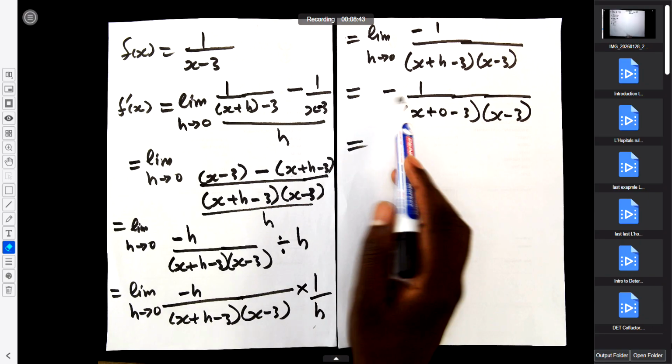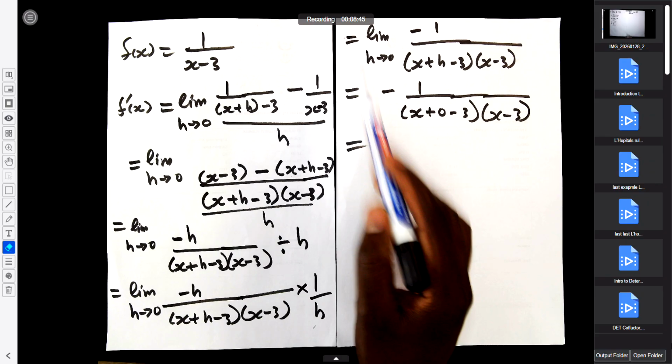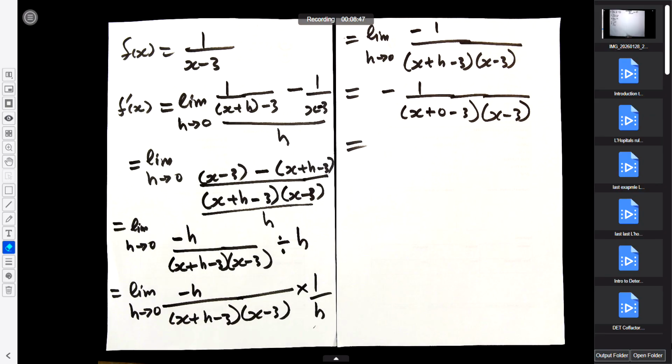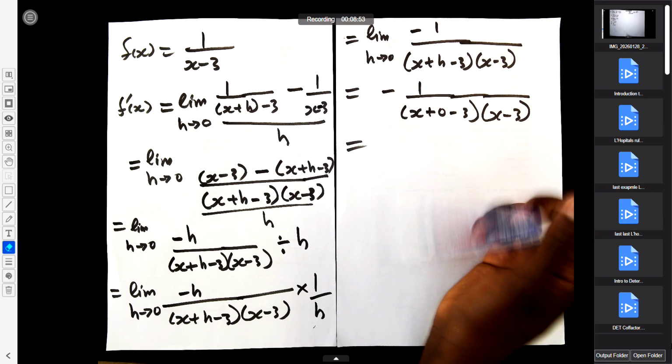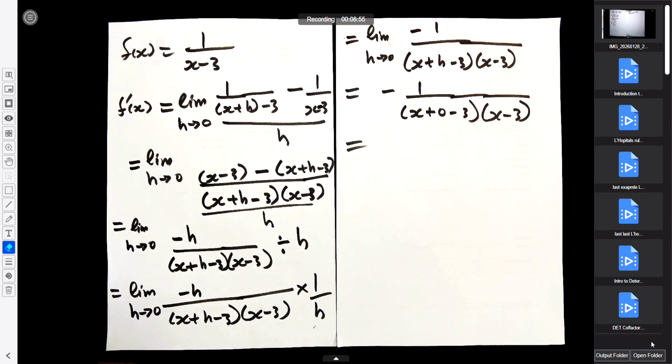And again, the moment you start substituting, please don't carry on writing the limit notation h approaches 0, because this is specifying that you have to substitute the value of h. So the moment you substitute the value of h, you have defined the limit of the function.